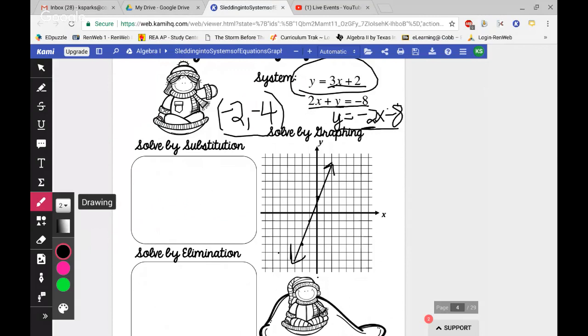It's way, way, way down here. And then I've got a negative 2 as my slope. So if I'm going to go up 2, left 1. Up 2, left 1. So that's going to be the other one, the other line. Okay? Does that make sense? Yes, ma'am. So where did they intersect?